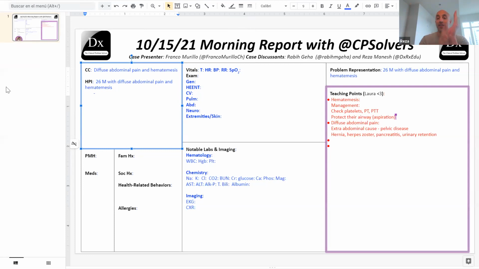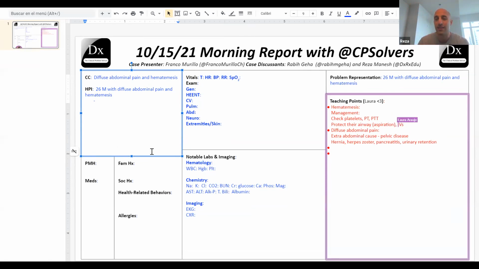You want to get IVs in this patient, large bore IVs. You want to get the type and screen. And so this is really what's going through my mind: a CBC, a PT, a PTT, good IV access, airway protection. And if this is truly frank blood coming from the upper gastrointestinal tract, a key question is whether this patient has cirrhosis or not. And the past medical history is going to be very helpful.